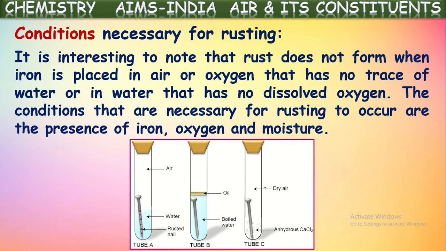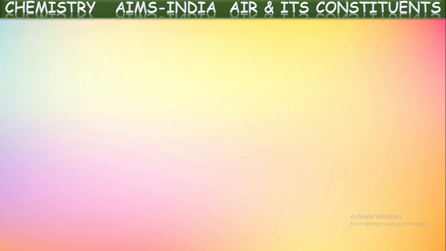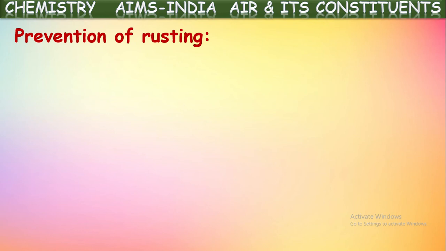In the presence of these two only, any iron article will get rust. So the conditions necessary for rusting to occur are the presence of an iron article, oxygen and moisture. If you avoid these two, then we can control rusting of iron. Now we can see the prevention of rusting, or the methods which we can use for prevention of rusting.